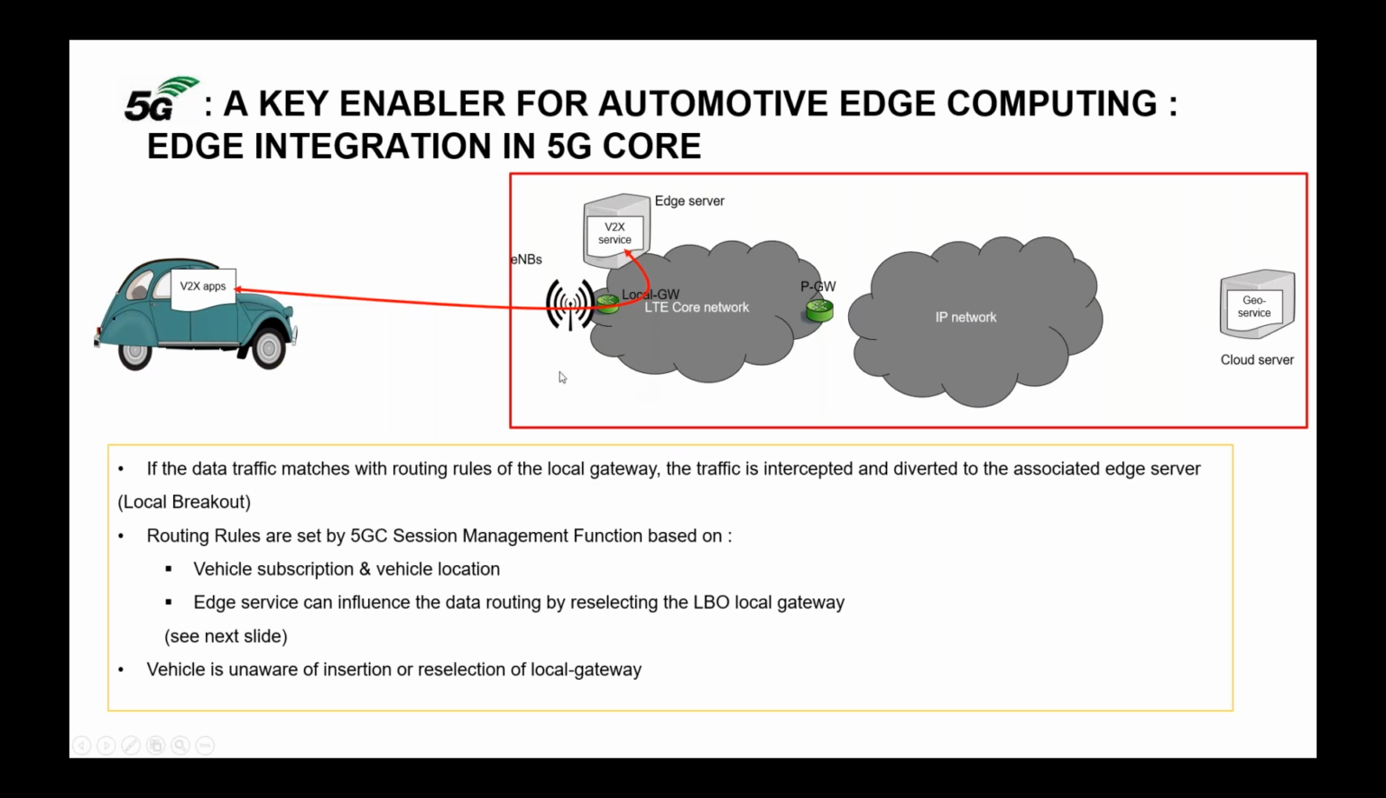Another small difference between 4G and 5G is that on 4G, if the data are intercepted, there cannot be any differentiated data treatment. The quality of service for the data which are intercepted is all the same. While on 5G, you can intercept some data and introduce a different quality of service treatment.